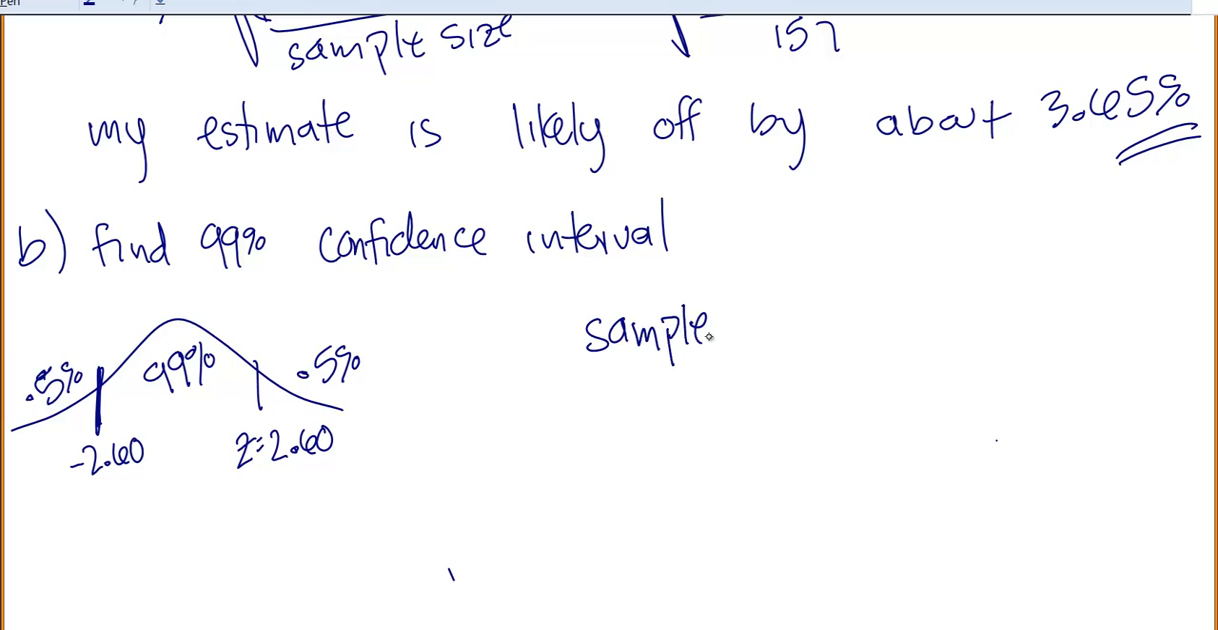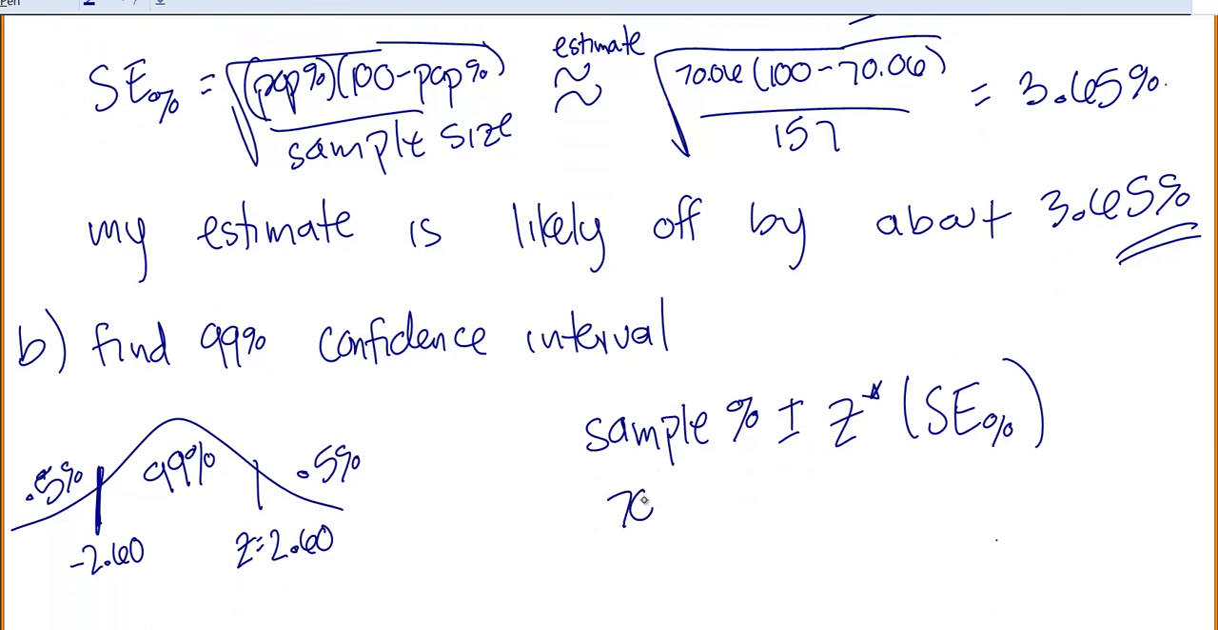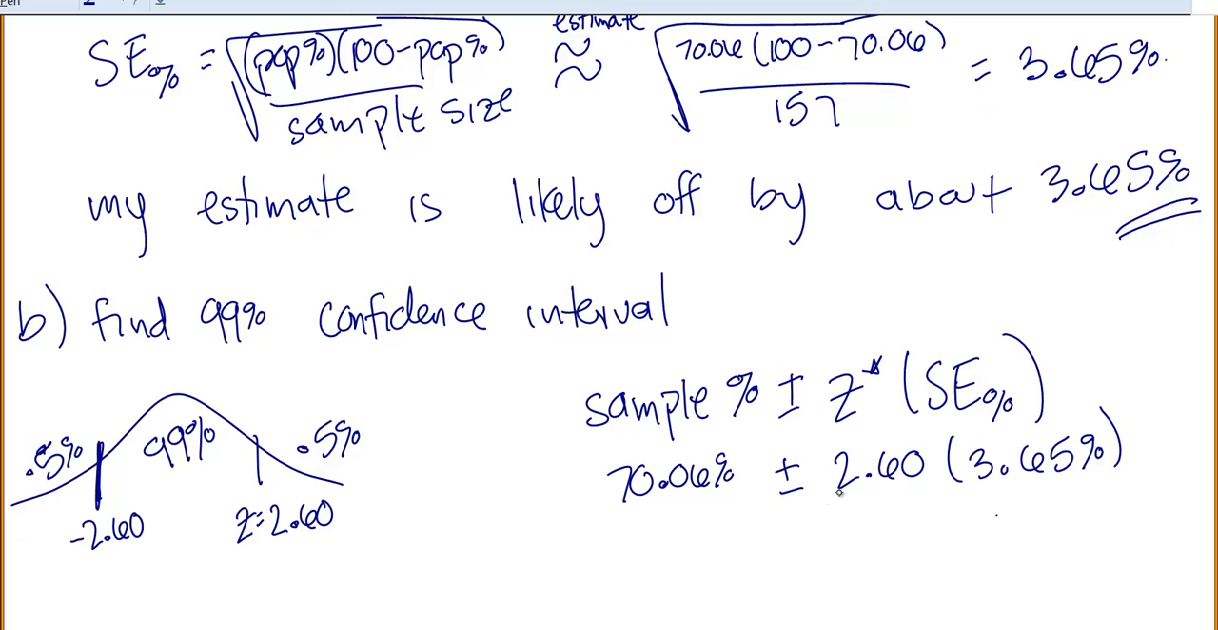So my confidence interval is going to be sample percentage plus or minus Z star times the standard error for my percentage. My sample percentage was 70.06 plus or minus Z star, which is 2.60, times the standard error of 3.65%. Okay, this time I'm going to go ahead and do the multiplication first, just in case that's the way you like to do it.